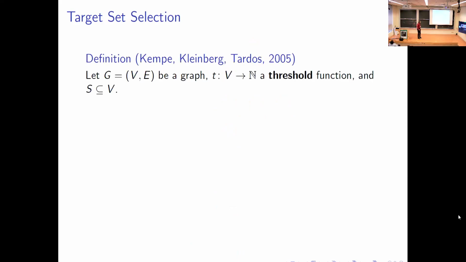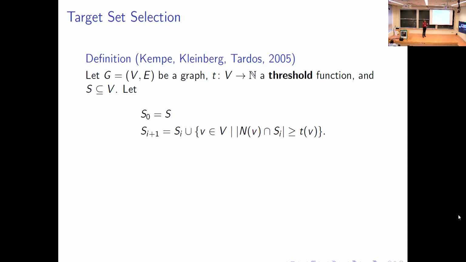Let's start with the formal definition. This model originally comes from Campbell, Kleinberg, and Tardoš. The model is as follows. We have a simple graph with vertices V and edges E, and there is a threshold function which we call T, and we have some initial set S. Now we start the process as follows. We set S0 to be the set S, and then we iterate.